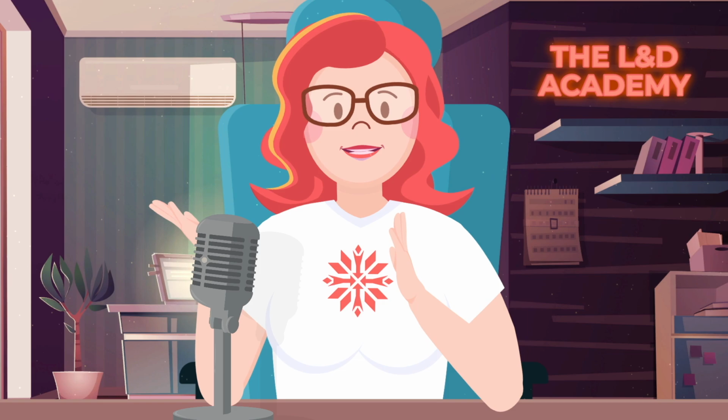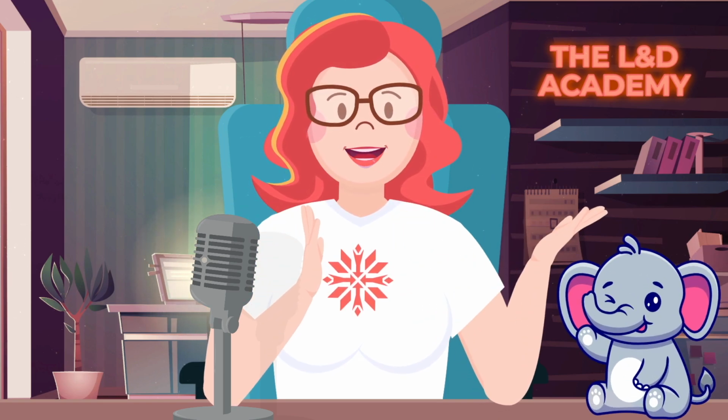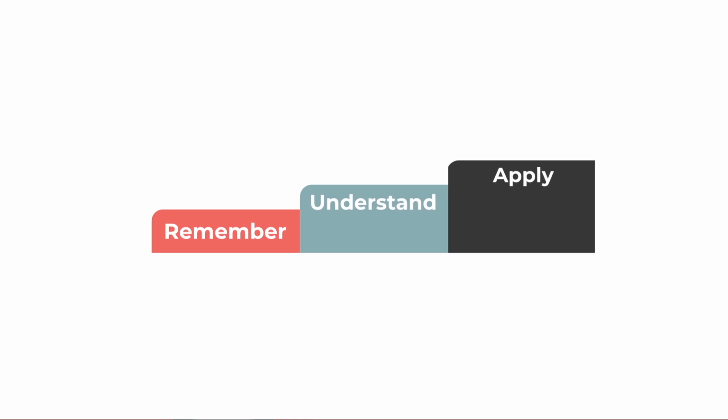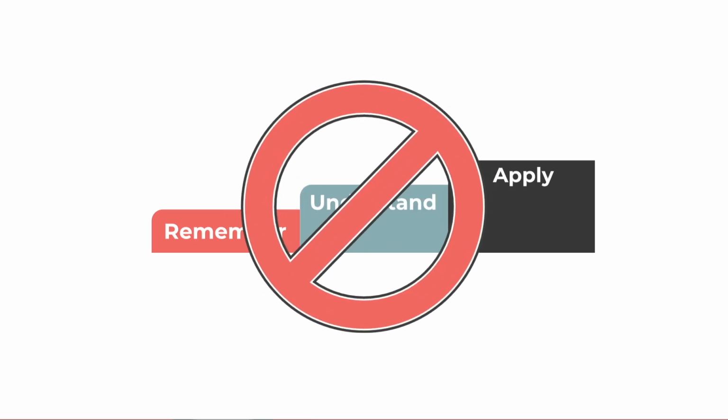Now, we have to talk about the elephant in the room. No, not this one. This one, the criticism. One of the biggest issues with Bloom's taxonomy is that it makes learning look like a tidy, step-by-step process. First you remember, then you understand, then you apply, like climbing a staircase, one careful step at a time. But that's not how learning actually works.